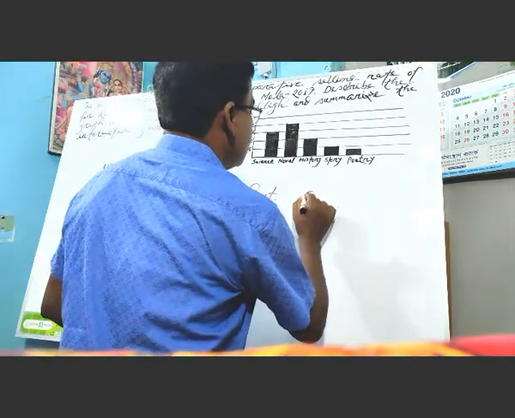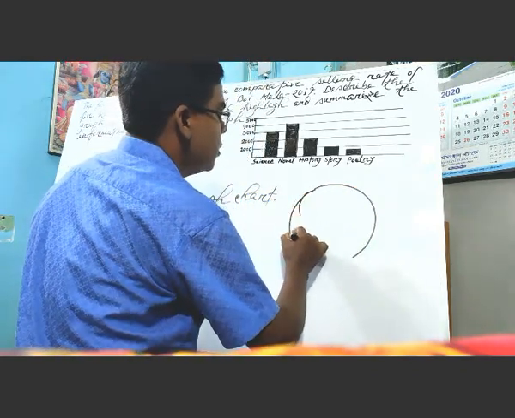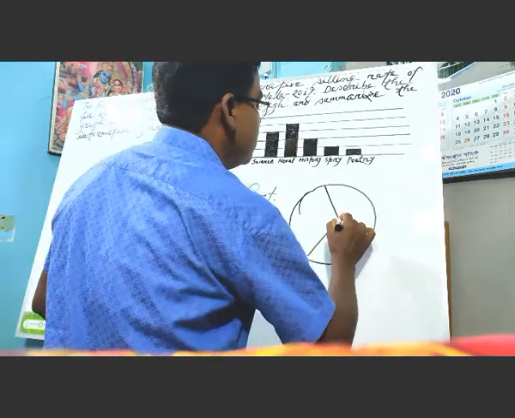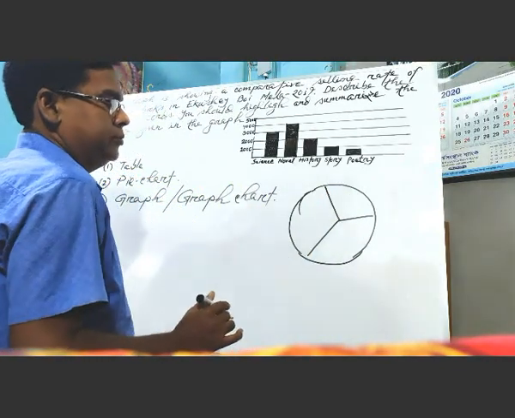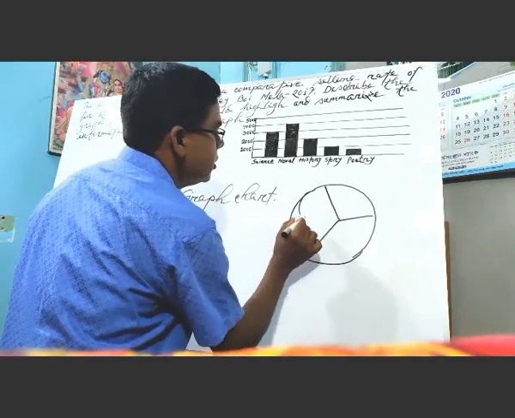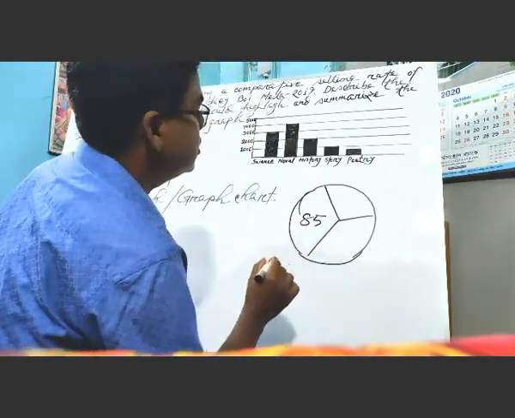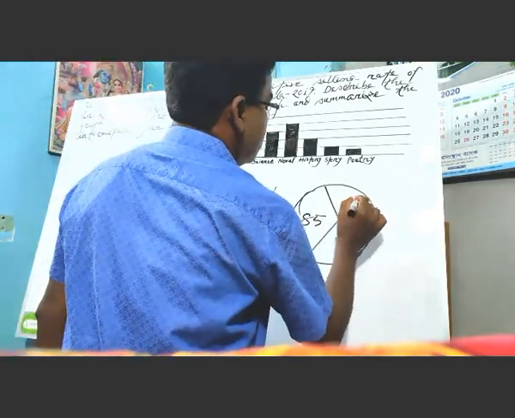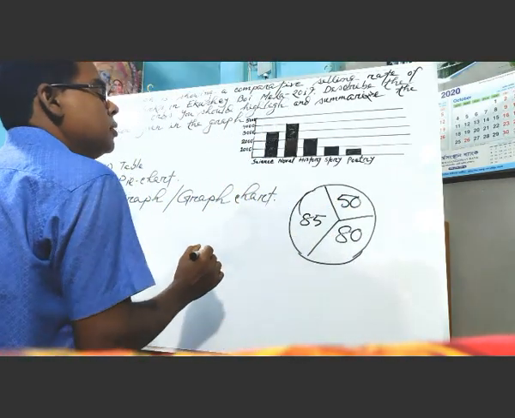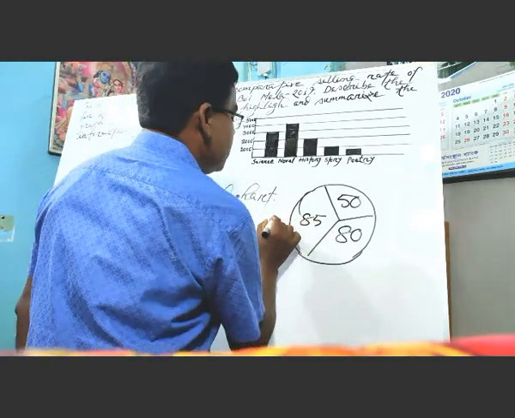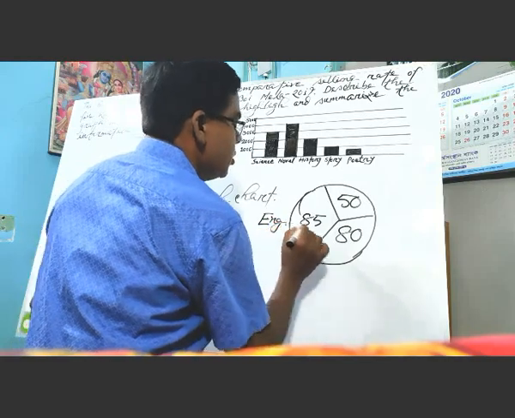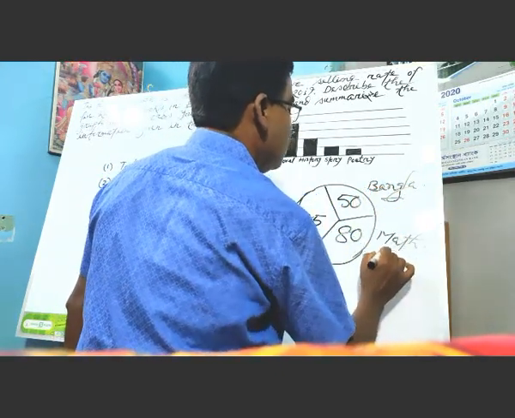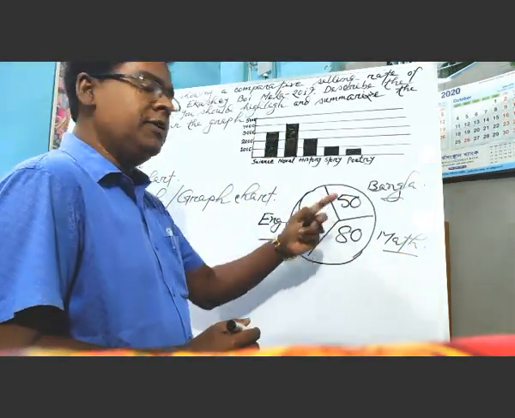And look here, students. One, two, three. Suppose I say 85%, 80%, 50%, fail. English, math, Bangla. Look, students, these are three sections: 85%, 80%, 50%.